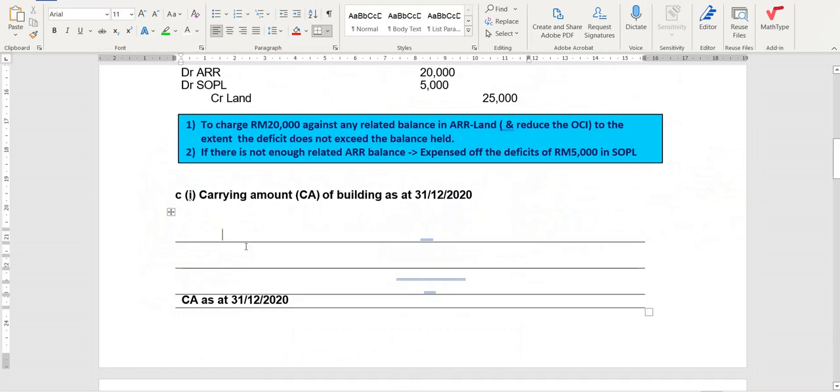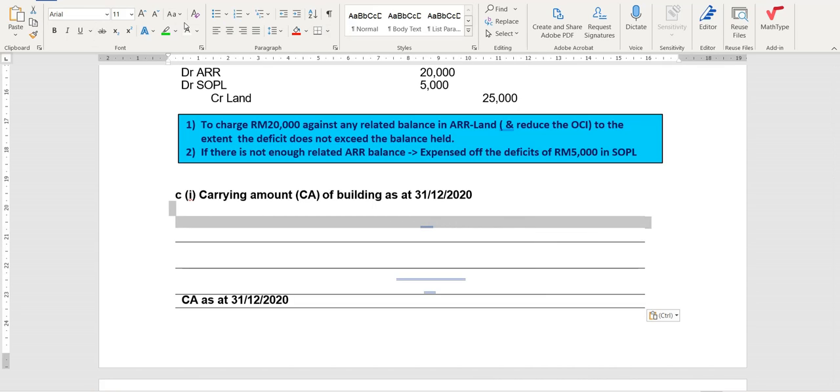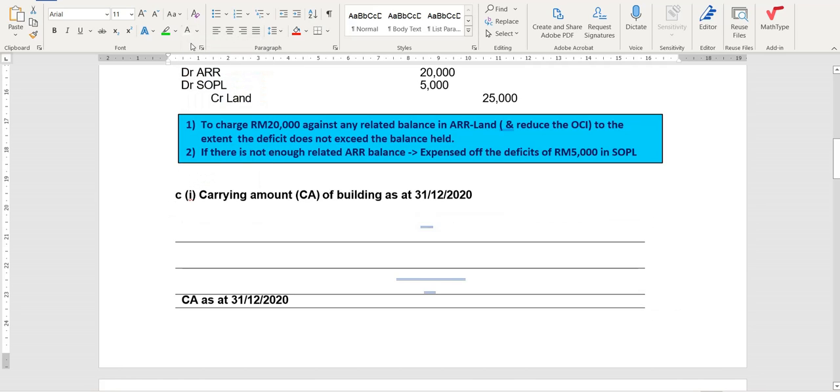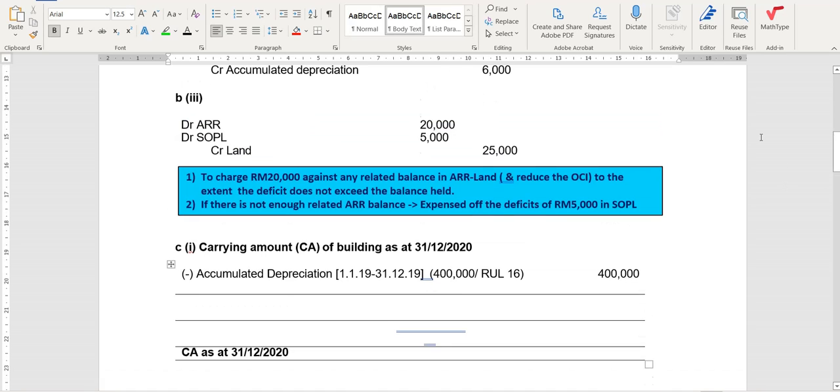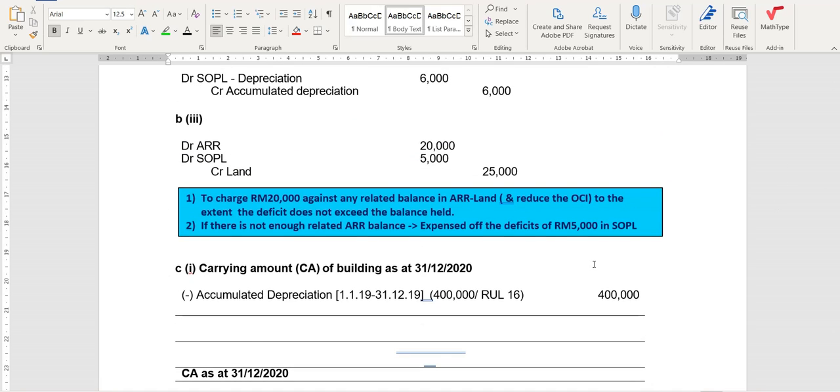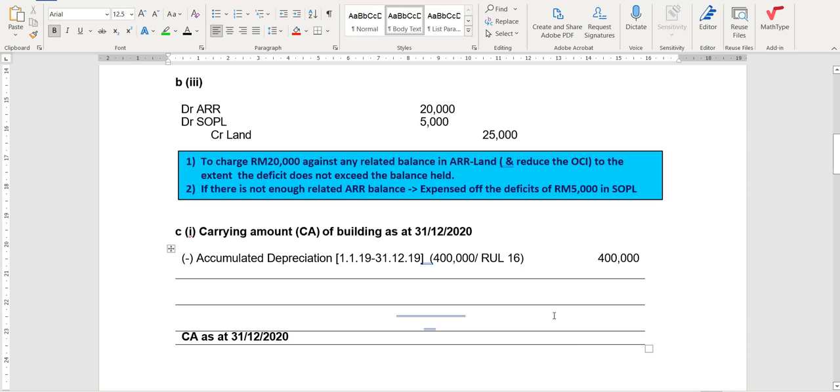Okay, the first thing to do is to find out what is the carrying value. So we have already found the carrying value. After you have found the carrying value, the carrying value was actually the amount given in the question, right? That is the carrying amount. So let's just show the carrying amount. I will reveal the carrying amount here.